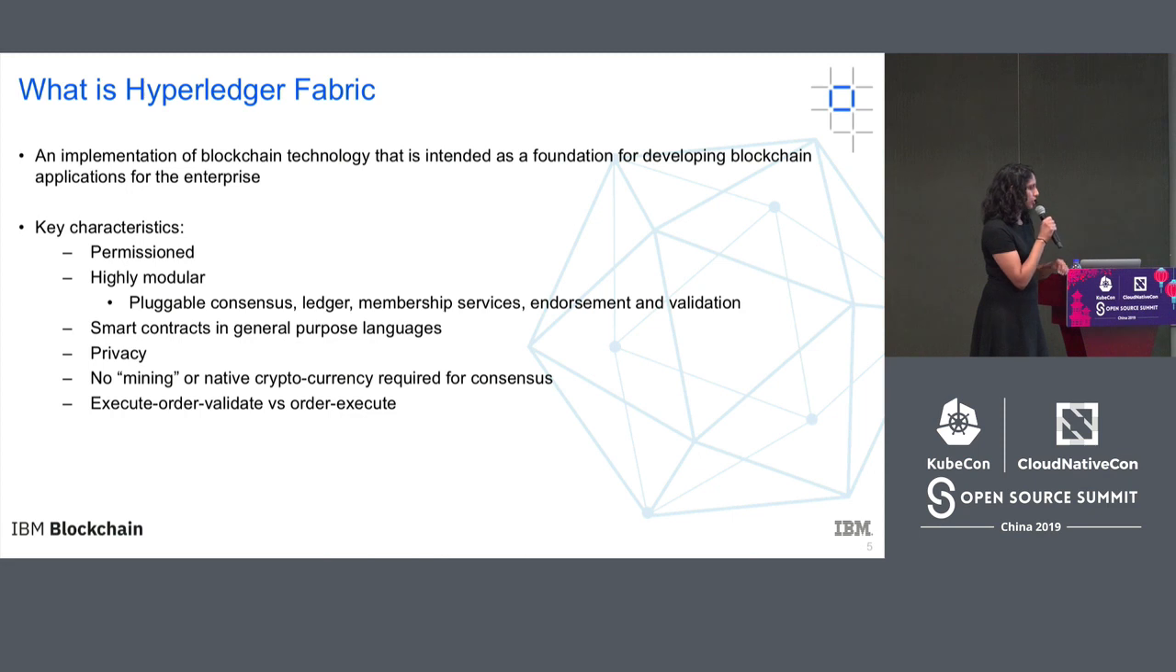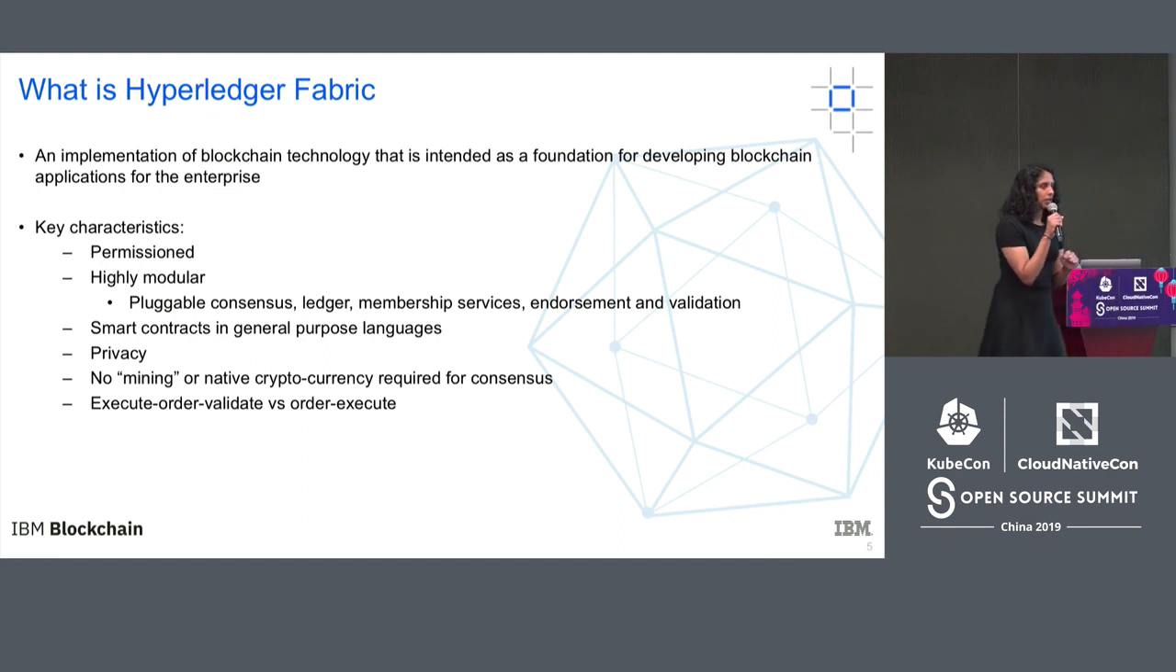It's highly modular, so there are different pieces or different areas where you can plug in things that you've designed or created yourself. One of them is the consensus protocol, the underlying protocol. There is an API that you can use, so you can bring your own consensus protocol, or you can choose which one you want. You have different ledger options, membership services, so how you want to deal with identity, and then also endorsement and validation, and we'll talk about that a little bit later.